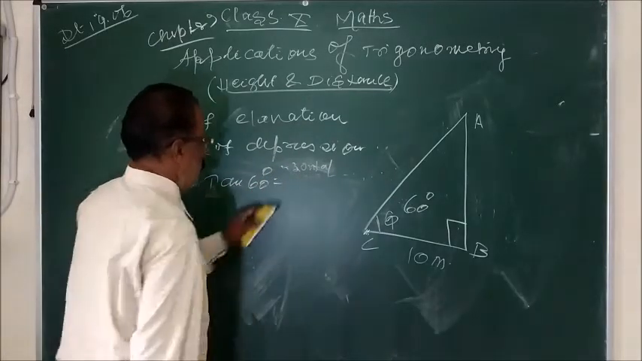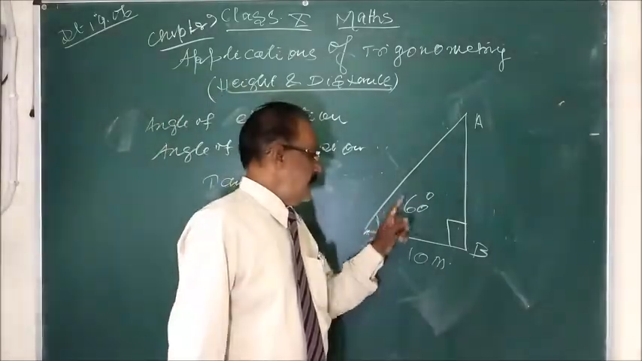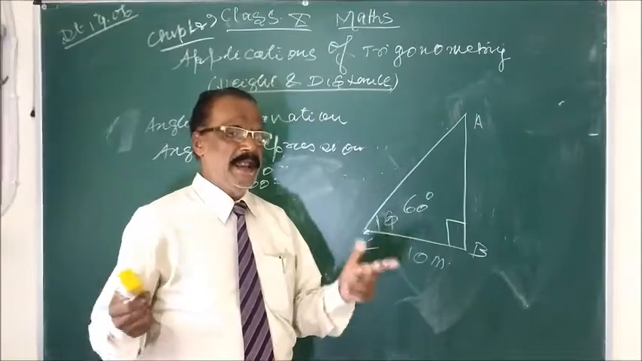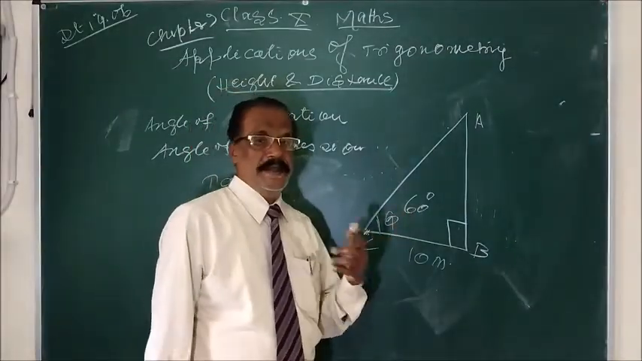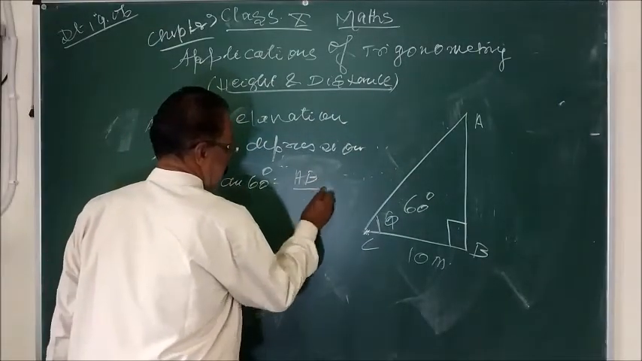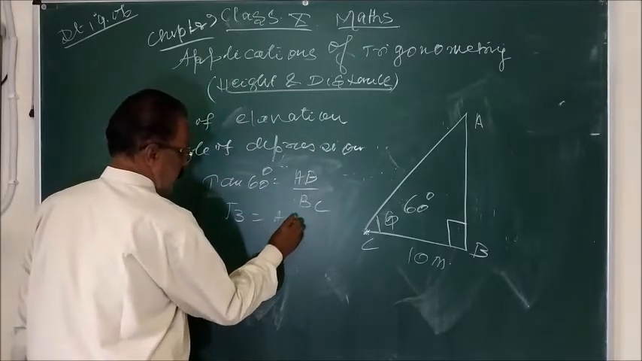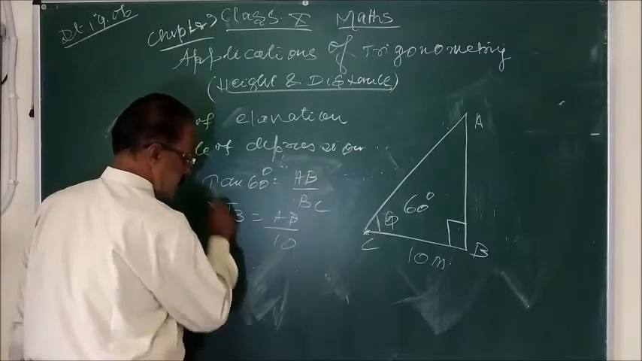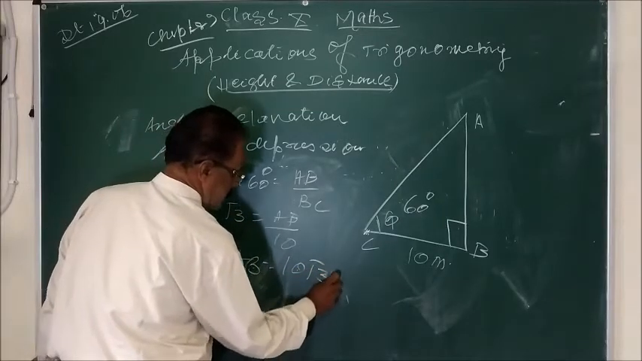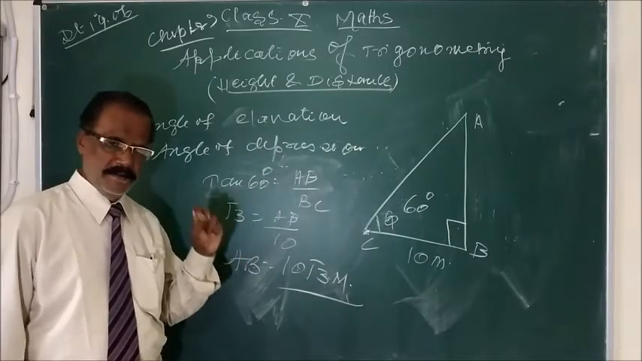Why, sir? Why are you taking tan? We have 6 ratios. Now my dear, for this angle, this is P and this is B. The relationship between P and B is tan. That is why we take tan. Tan 60 is equal to P by B, meaning AB by BC. Tan 60 value is root 3, AB you have to find, BC is given. By cross multiplication, AB is equal to 10 root 3, suppose this is in meters, and this is the height of the tall building or tower. Understand?